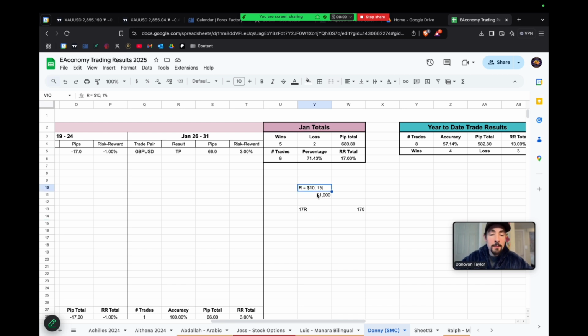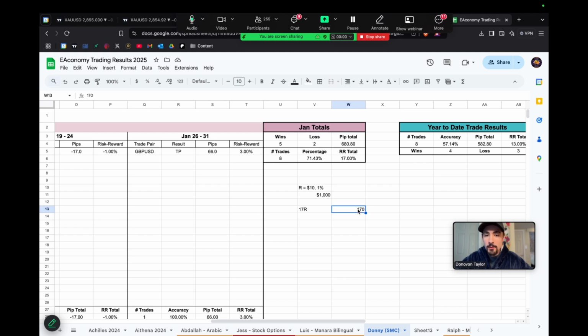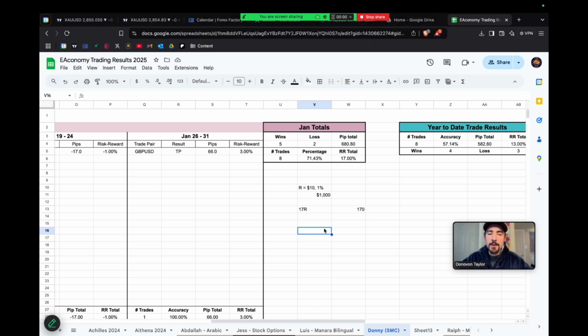Now, if you were risking 2% or 3% a trade, this is doubled or tripled if you're risking 2 or 3% of your live account per trade. I would say 1% is a good place to start if you're new.